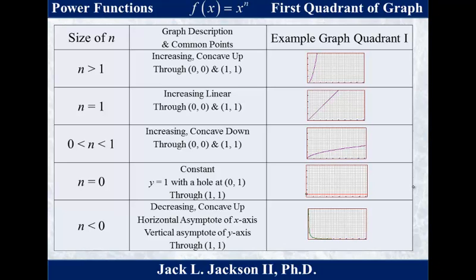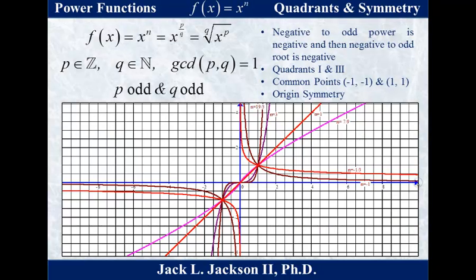If n is a negative number, so a negative power, in the first quadrant they all pretty much look the same: decreasing concave up with a horizontal asymptote of the x-axis and a vertical asymptote of the y-axis, and again, they all go through (1, 1).